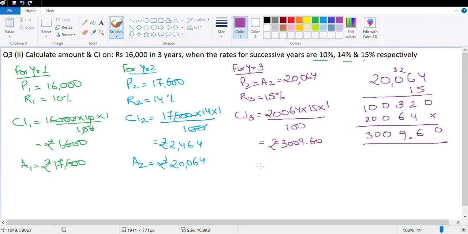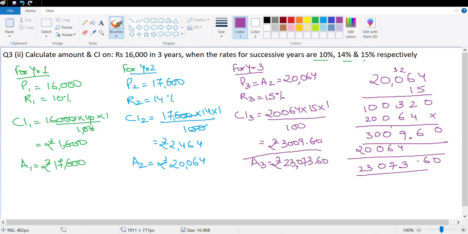Perfect. Now we need to calculate the total amount. Amount will be equal to 20,064 plus 3009.60, 9 plus 4, 13, that's 7032. So this is equal to 23,073.60. So this is the amount at the end of 3 years.